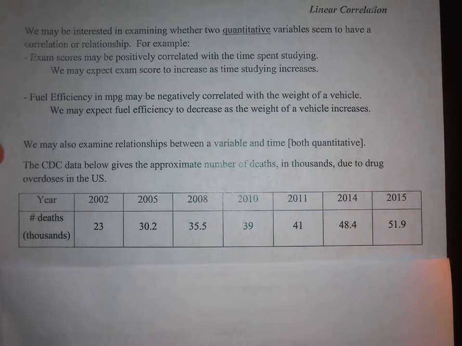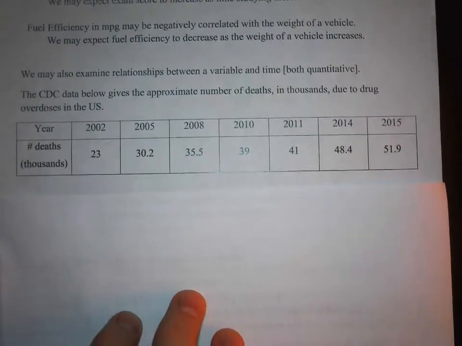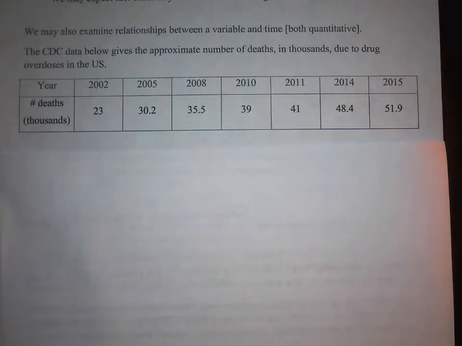So we may also examine relationships between a variable and time, where both variables are quantitative. Remember, quantitative means that they're measured with numbers. So the CDC, that's the Center for Disease Control, data below gives the approximate number of deaths in thousands due to drug overdoses in the U.S.